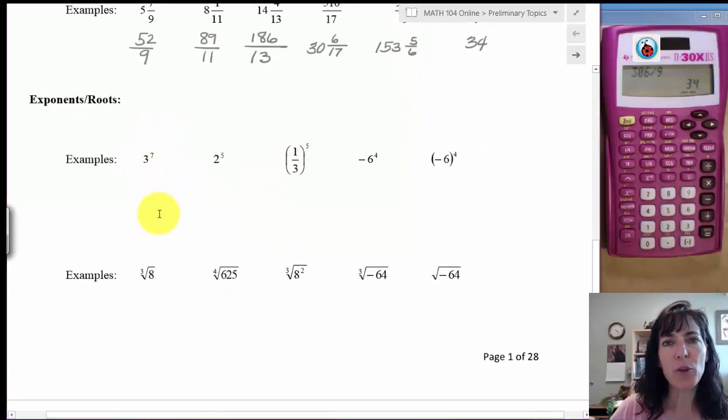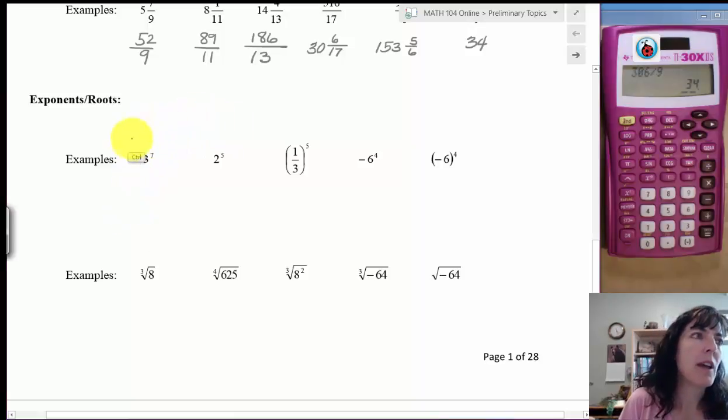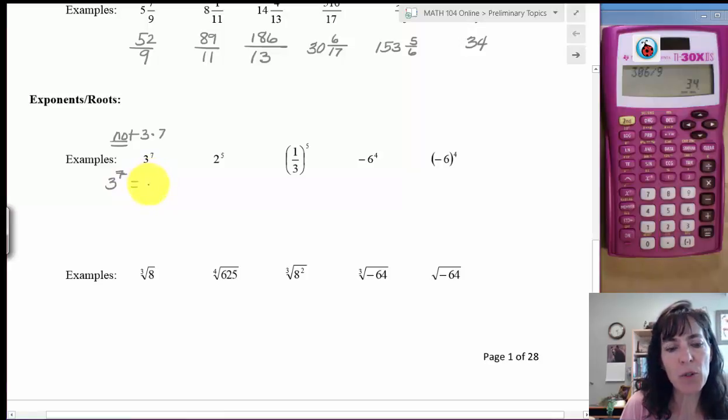Okay, if we want to do exponents on the calculator, 3 to the 7th is not the same thing as 3 times 7. Not 3 times 7. So it is 3 to the 7th, which, remember, means that you're taking that 3 multiplied by itself, and you have 7 of those 3s. So 1, 2, 3, 4, 5, 6, 7.